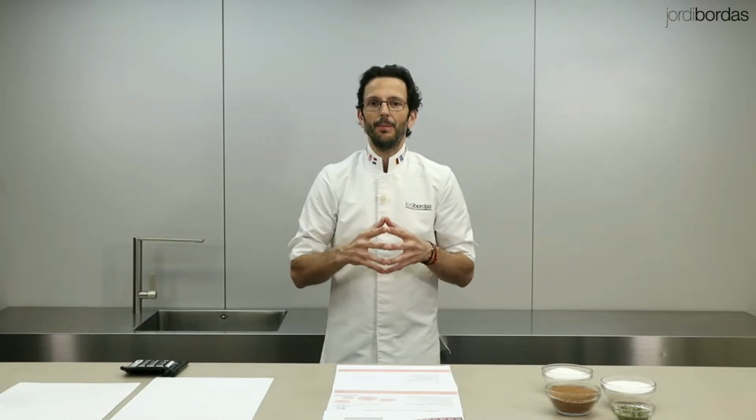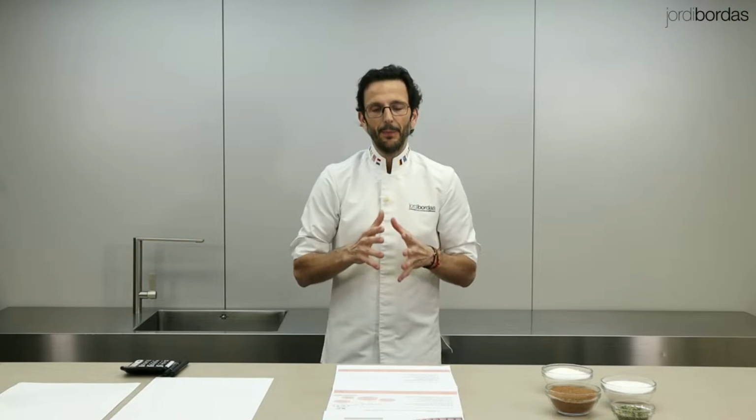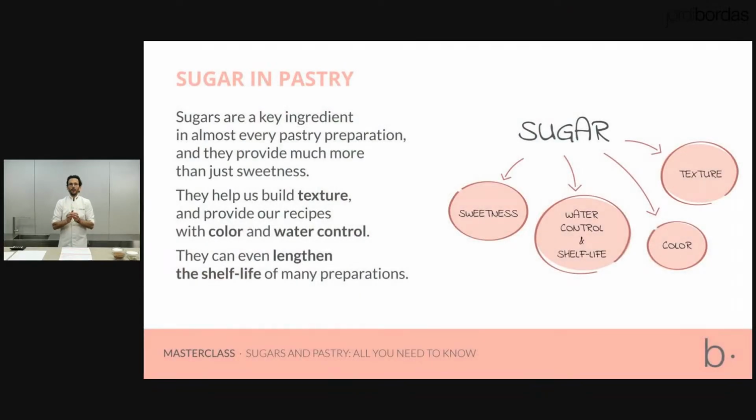Why is sugar important in pastry? Sugar is a molecule that is in the family of carbohydrates, and the sugars in general can be saccharose, which is the most commonly used, but also lactose, glucose, dextrose. We can find different sugars in pastry. Let's focus on sugar. What is the function of sugar, saccharose, in pastry?